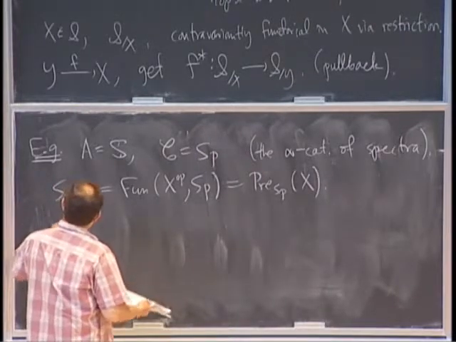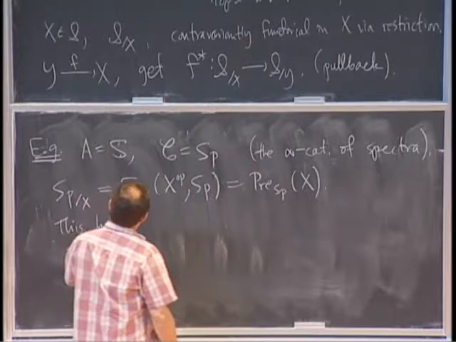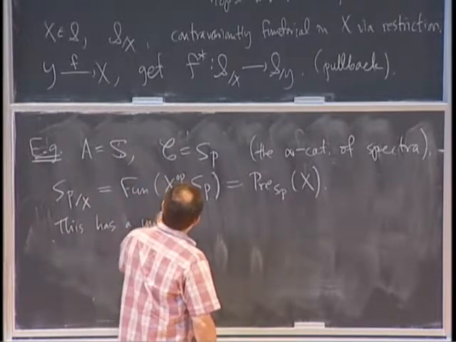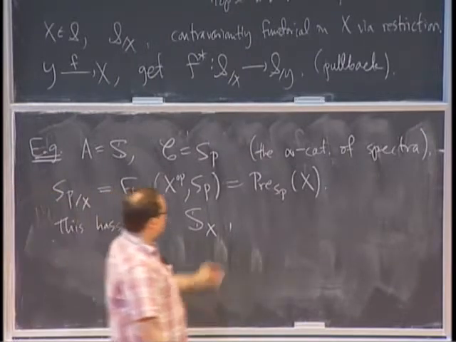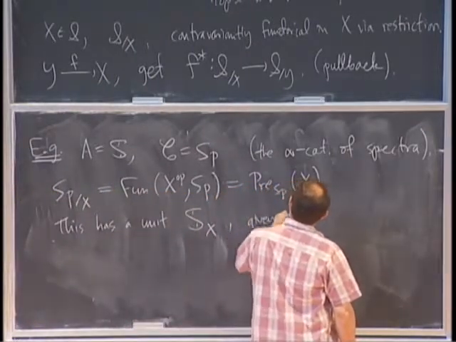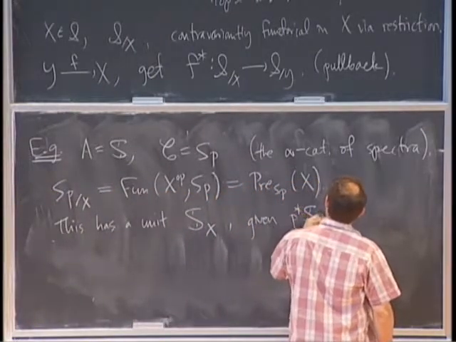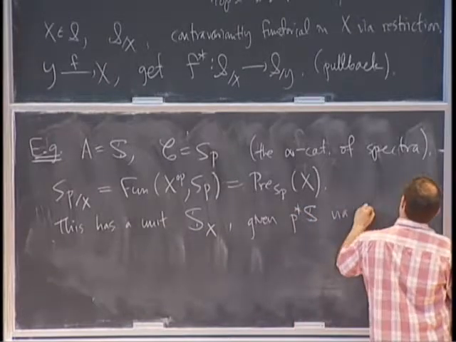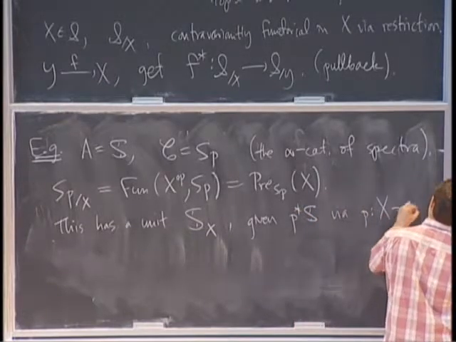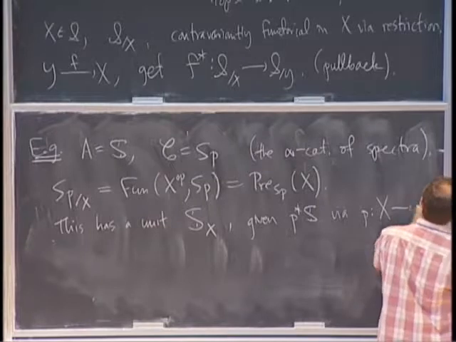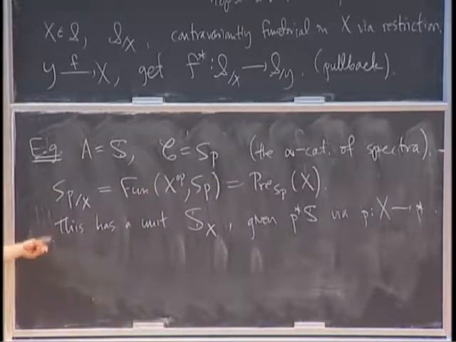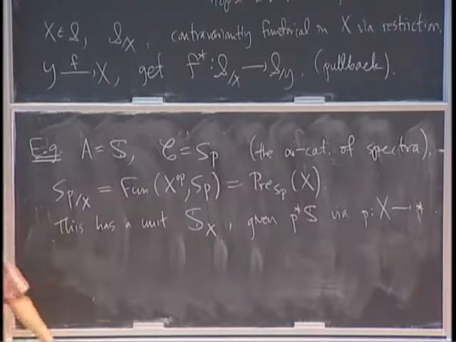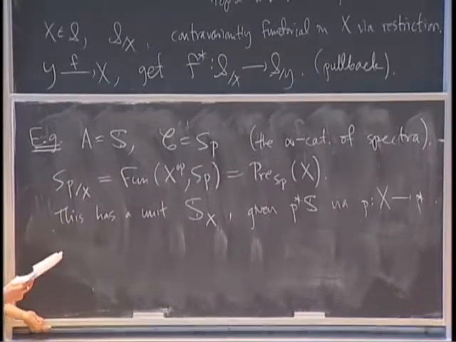This has a unit, which I'll call the sphere over X. And this is given by pulling back the sphere via P, the projection from X to the point. And it has a fiberwise over X smash product, which is its symmetric monoidal structure.